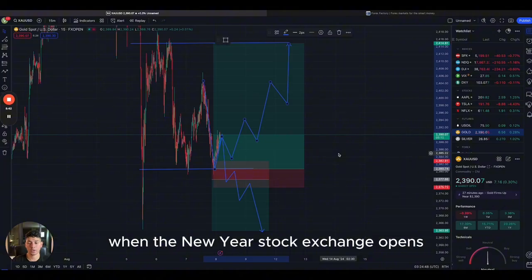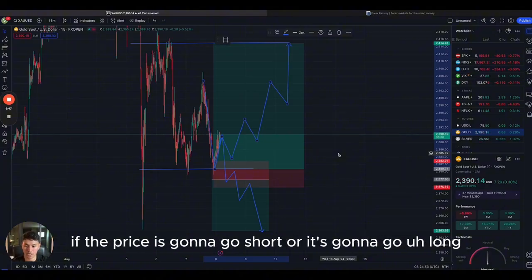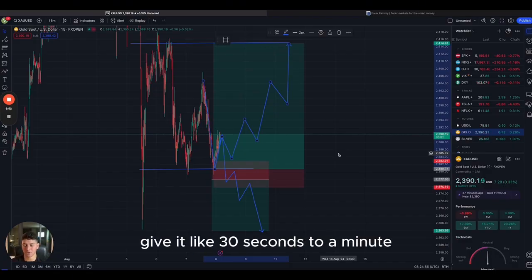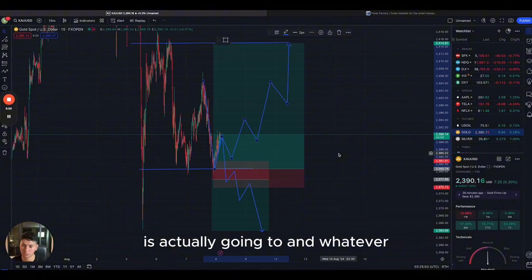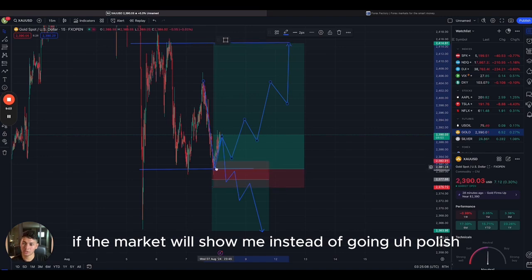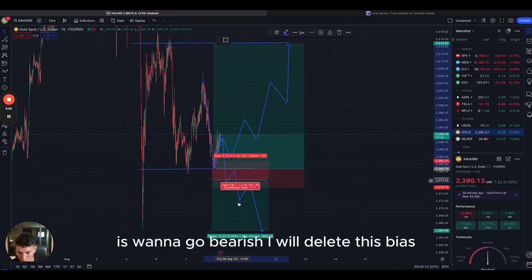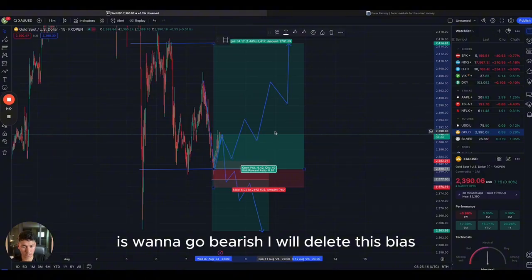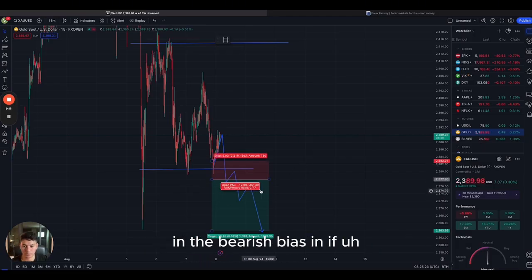When the New York Stock Exchange opens, there tends to be a lot of indecision in the market about whether the price is going to go short or long. So you just give it 30 seconds to a minute, maybe 2 minutes, and start to see the direction the market is actually going. And if instead of going bullish the market shows me it's going bearish, I will delete this bias and only take the trade that I had in the bearish bias.